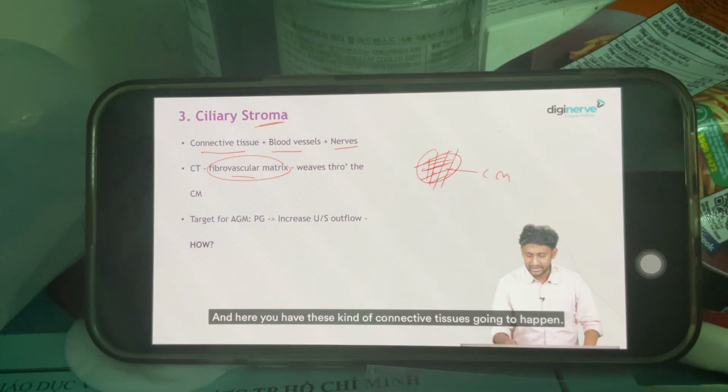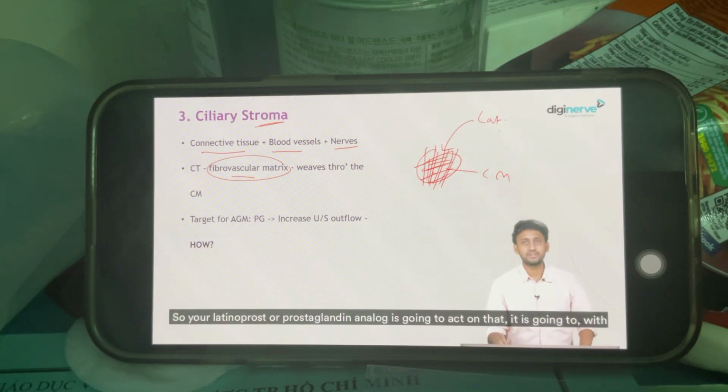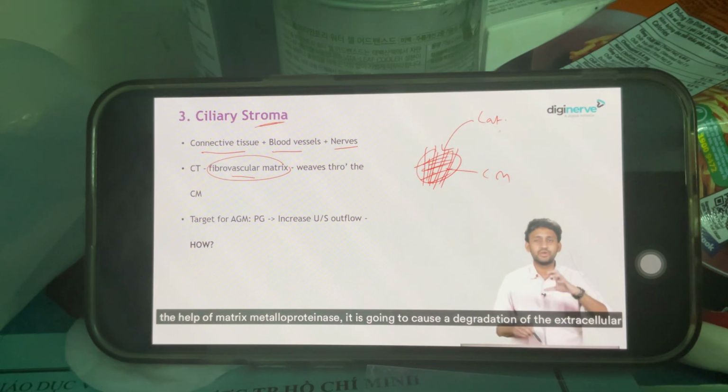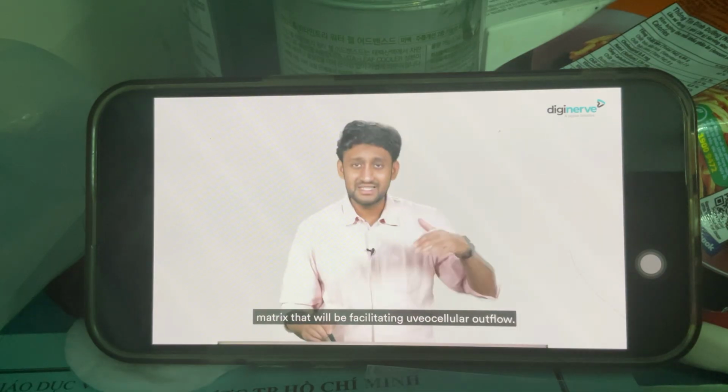And here you have these kind of connective tissues. Your latanoprost, or prostaglandin analog, is going to act on that. With the help of matrix metalloproteinases, it's going to cause a degradation of the extracellular matrix. They'll be facilitating uveoscleral outflow.